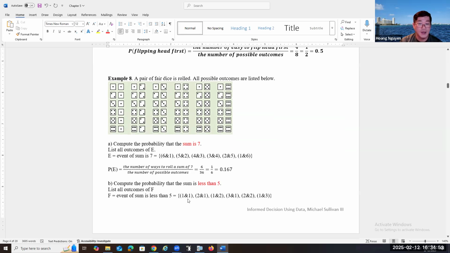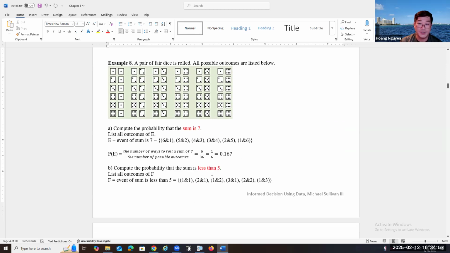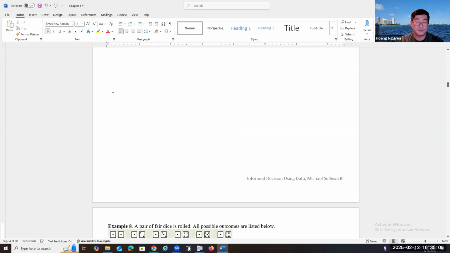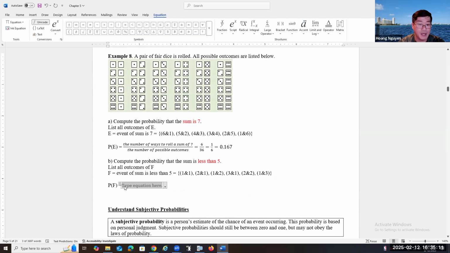So that's all. Okay. So how many possible outcomes did we get? So we got 1, 2, 3, 4, 5, 6 again. So we have 6 possible outcomes. Now we are ready to calculate the probability of this. So what's the probability that the sum is less than 5?